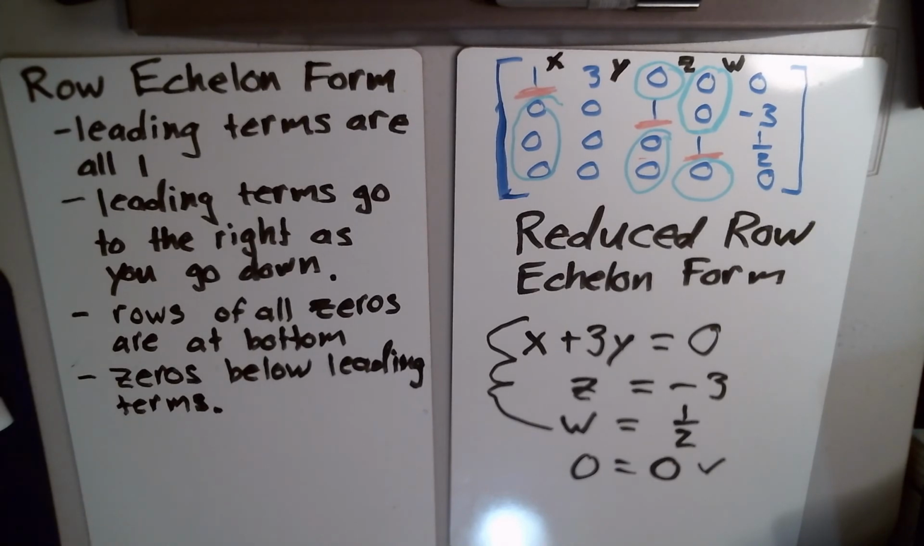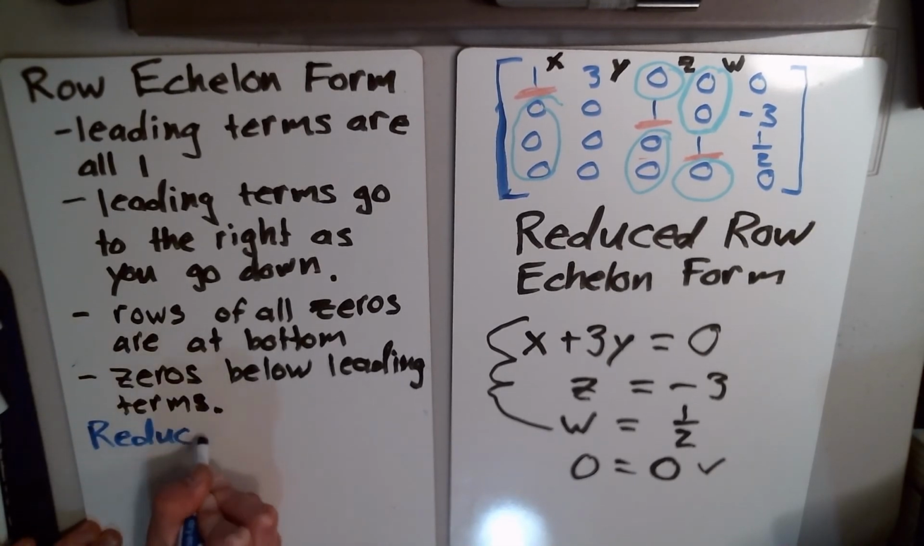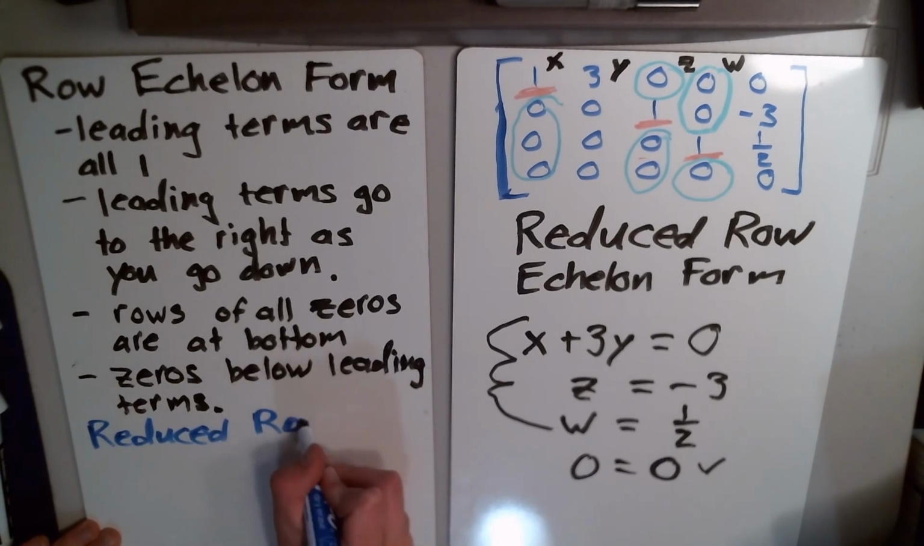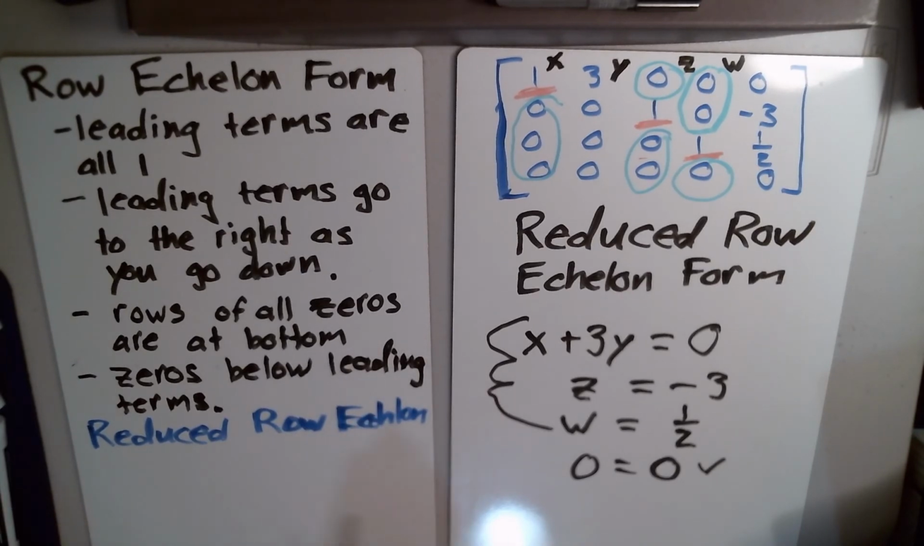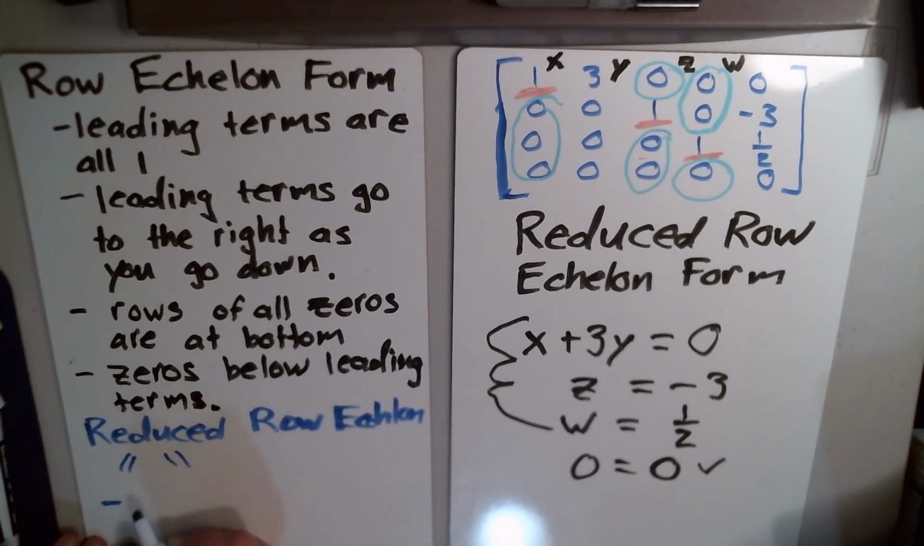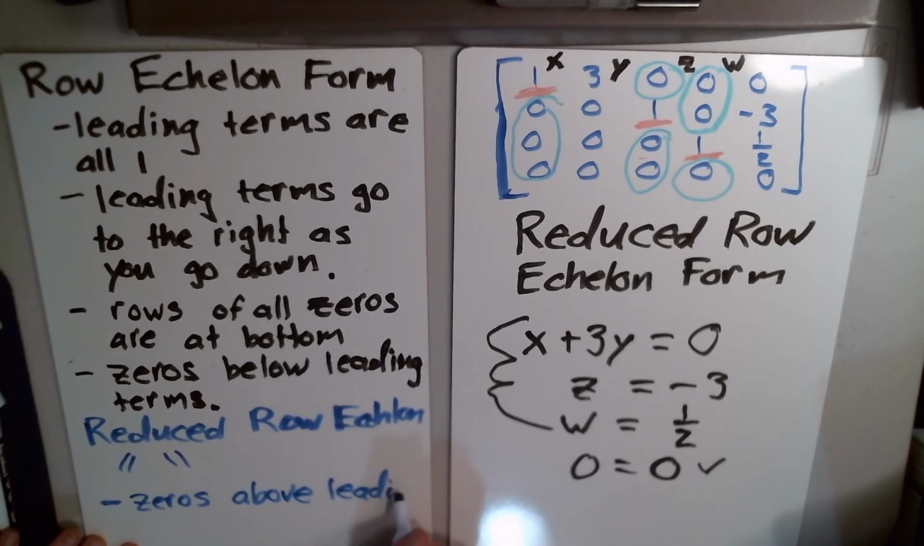Okay, so, sorry, reduced row echelon form. It's basically the same as row echelon form. It's just there's an additional condition, is that there needs to be zeros above the leading terms. Okay. So, as well as below.